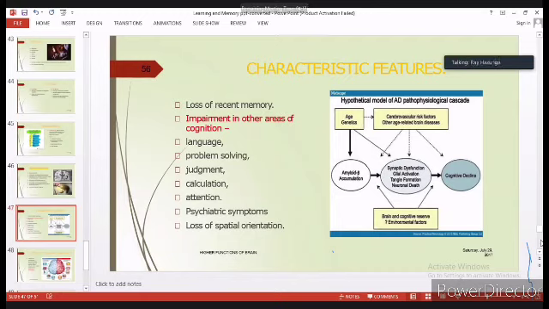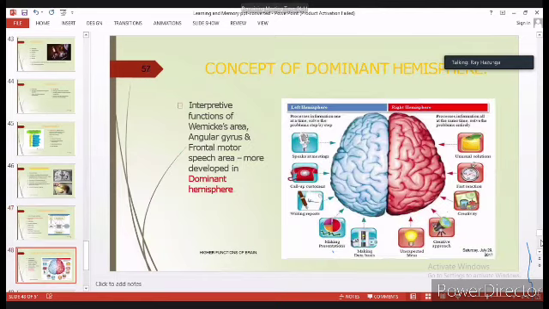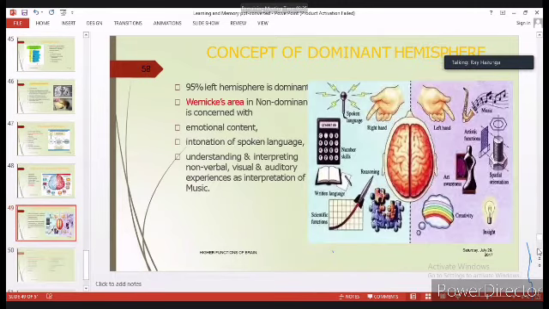And then the concept of dominant hemisphere is that you always want to know which side someone uses, whether they use the right hand or the left hand. So the concept is that the side which is dominant is going to have most of these functions that we're talking about: the Wernicke's area, the angular gyrus, and the frontal motor speech areas. They are more developed in the dominant hemisphere. So that's why we always want to emphasize which hemisphere is dominant. And then 95%, most people are left hemisphere dominant.